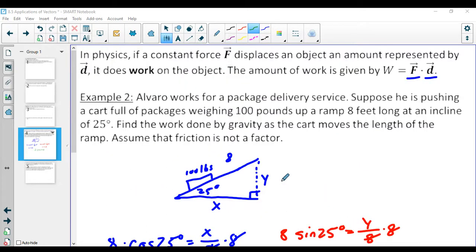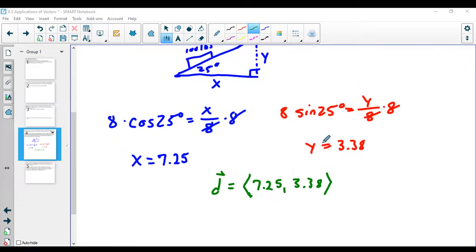Now, okay, what the heck is F then? This constant force. And I kind of hate how our pre-calc book does it.